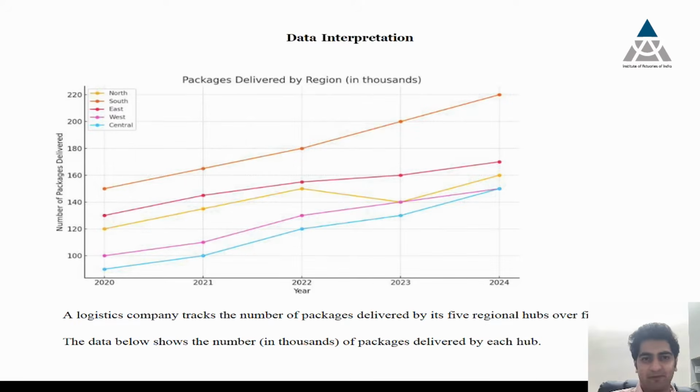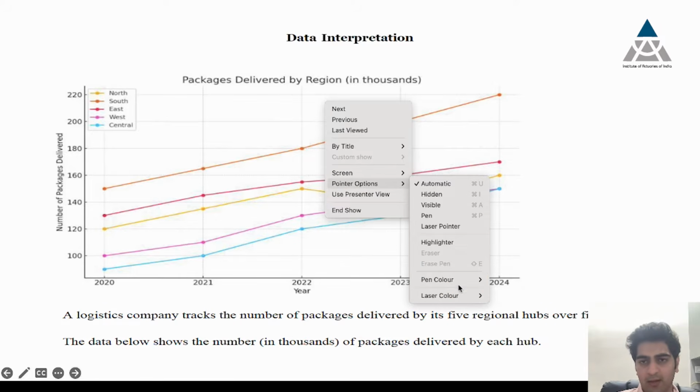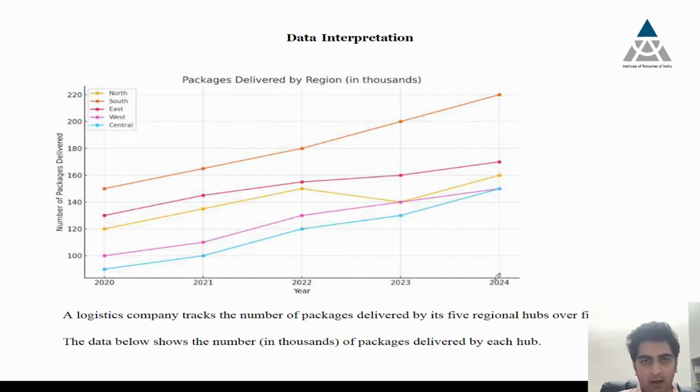So let's start. So your first question is on data interpretation. You are given something like this: packages delivered by region in thousands, and you have this graph. These graphs are typically there as adjoining things, so you're not expected to actually read this graph and interpret the number from there, although you can do it. It's a pretty clear graph, but they also give you a table along with it just to show the same numbers.